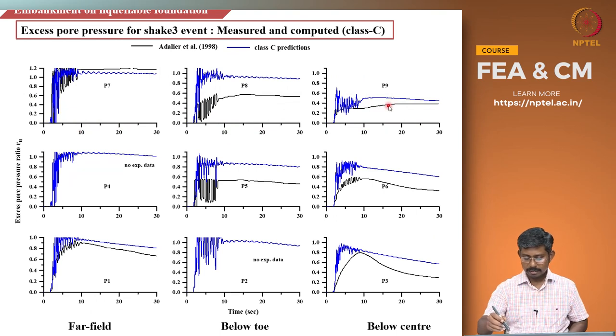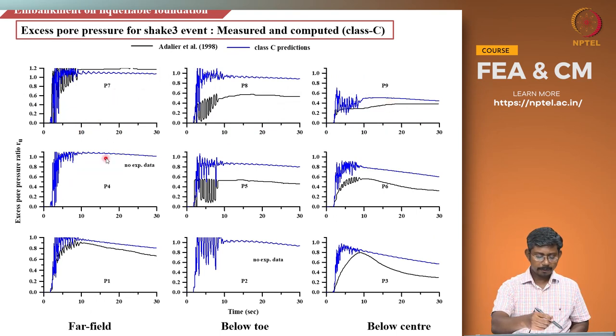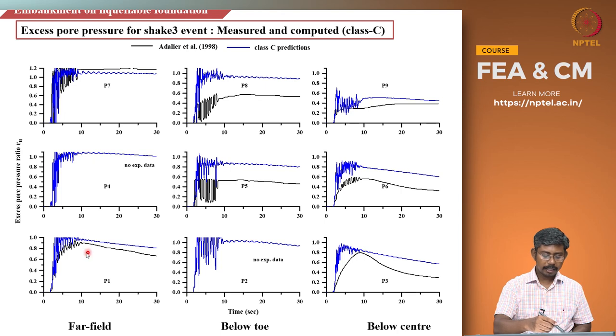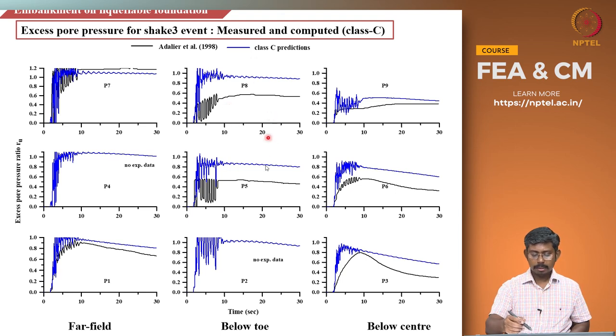So it can be seen that for the Fairfield case, a reasonable agreement exists between the computed excess pore pressure ratio and the measured excess pore pressure ratio. And when it comes to the foundation location below the toe of embankment, it can be seen the computed excess pore pressure is largely overpredicted. The same trend is reflected at the location below the center of embankment as well.